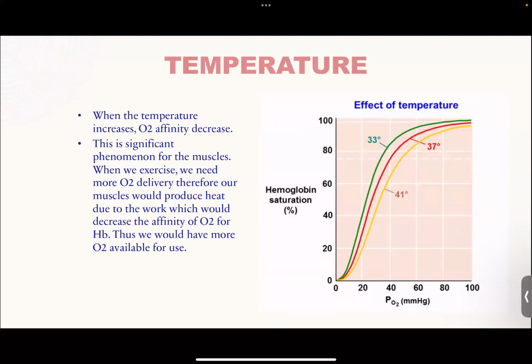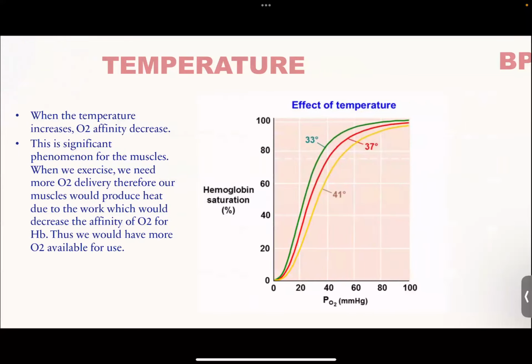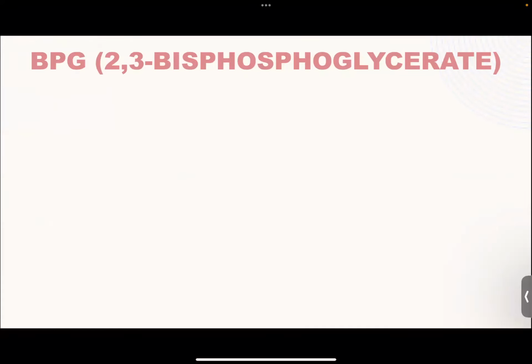And decrease in affinity basically means what? The red blood cell is gonna let go of the oxygen, which is good because we need to take up this oxygen and use it because we're working right now, so we need it. Thus, we would have more oxygen available for use. So an increase in temperature is gonna shift it to the right, and that's gonna give us more O2 for the tissues to work. Then we have another thing that affects the curve, which is BPG.